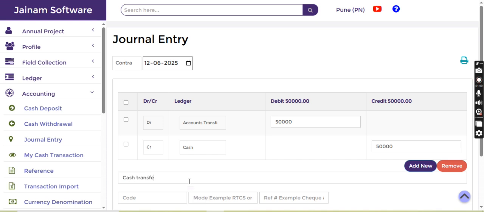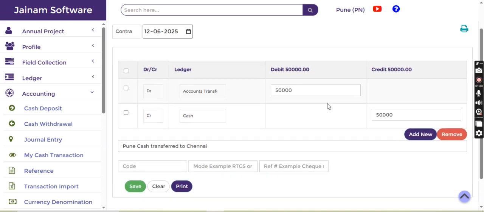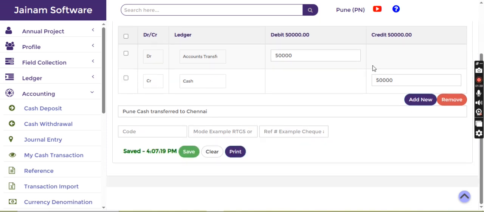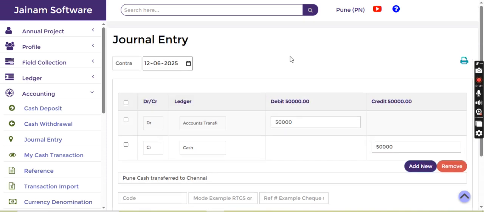Cash transferred to Chennai. Pune cash transferred to Chennai. This is just a narration. So I click save here. So from the Pune branch my cash will be reduced by 50,000.